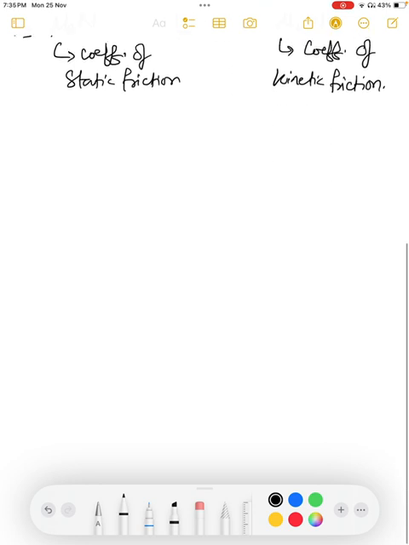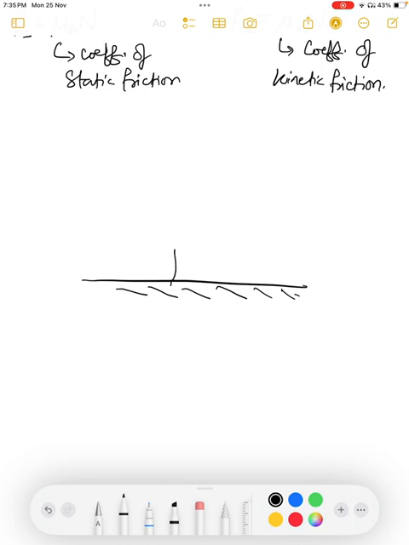Now let us see. Consider again this flat surface. It is a rough surface, so there is a box resting on it. Now we apply a particular amount of force. We see that the block does not move. So there is a frictional force opposing it. This frictional force is exerted by the surface onto the body. Suppose we call this block A and this surface B.